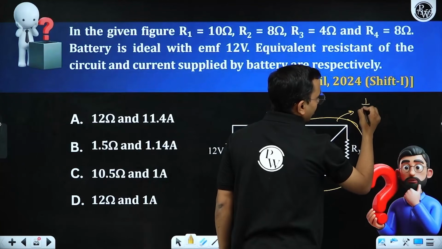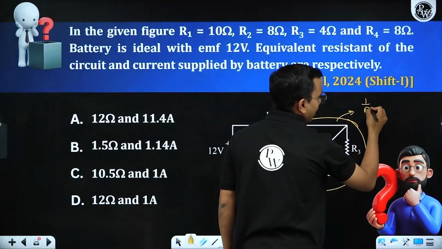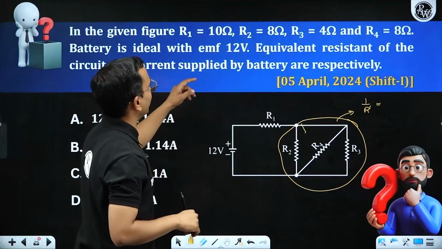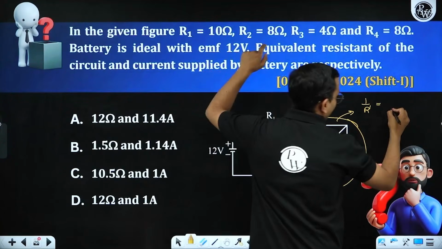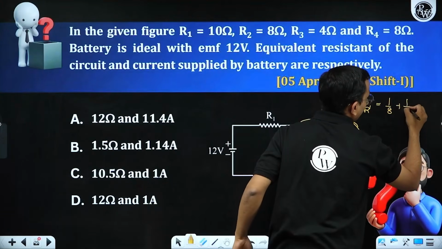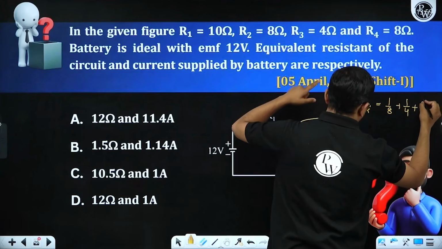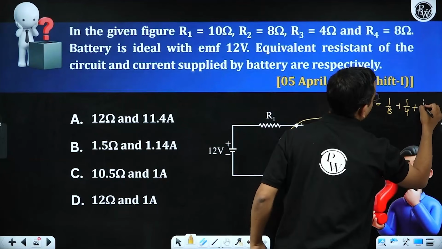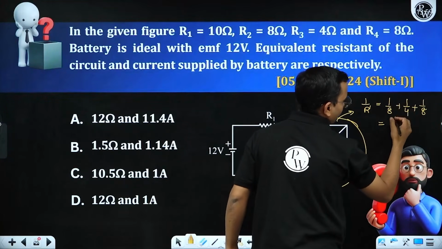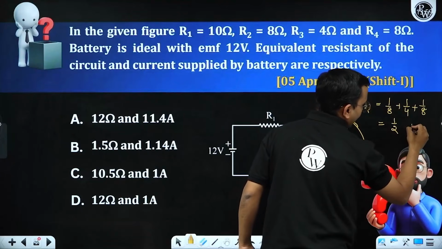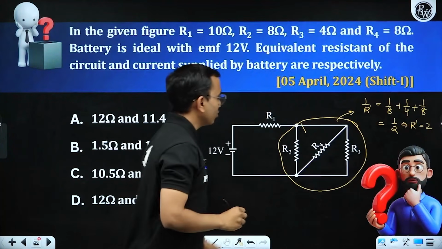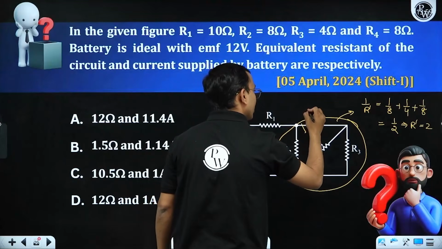So let us take the equivalent of this as R dash. So 1 by R dash is equal to 1 by R2 plus 1 by R3 plus 1 by R4. 1 by R2 is 1 by 8, plus 1 by R3 is 1 by 4, plus 1 by R4 is also 1 by 8. So this becomes 1 by 4 plus 1 by 4, that is 1 by 2. So R dash comes out to be 2 ohm.